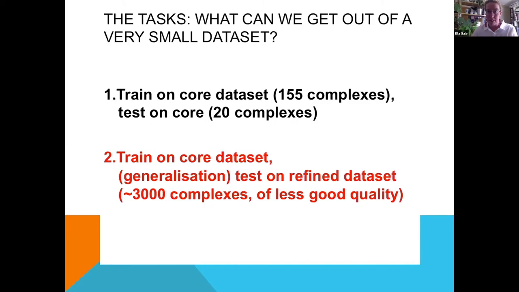Let's take this program, ICOSTAR, and apply it to PDBbind. So just to remind you what the task is, we take the core data set, and because we're using some of it for validation and test sets, this is now very tiny, it's 155 complexes. We test it on the core data set, and then once we've trained the neural network and tested on the core data set, we then do a generalization test on the refined data set, which is the much bigger data set.